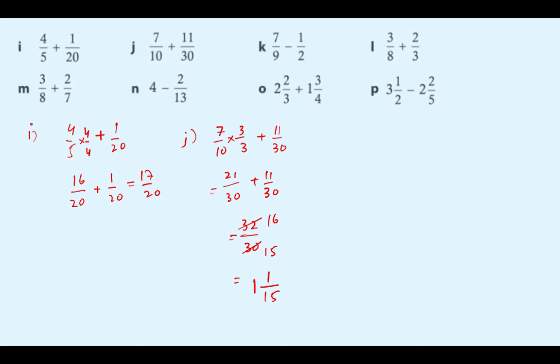Now part K, 7 over 9 minus 1 over 2. So this must be multiplied by 2 and this must be multiplied by 9. So 7 2s are 14 over 18 minus 9 over 18. So 14 minus 9 is 5 over 18, and this cannot be simplified further, so this is the final answer.